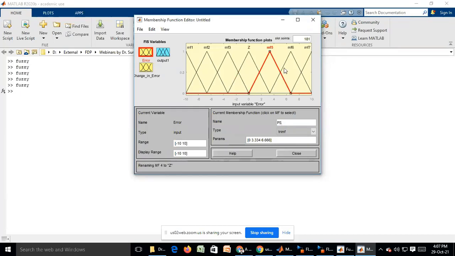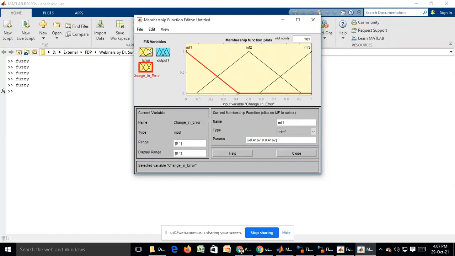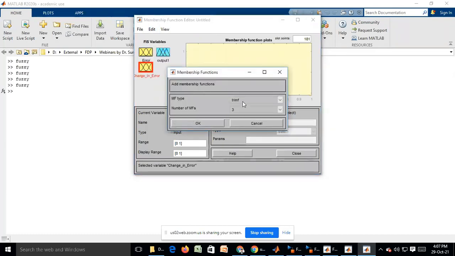Positive small, positive medium, positive big. The same way, negative small, negative medium, and negative big. So this is how I have designed it here. The same way, here also edit, remove all membership functions, edit, add membership functions. Suppose I'm taking one more, Gaussian. I'm showing it just to show you. I'm taking Gaussian.